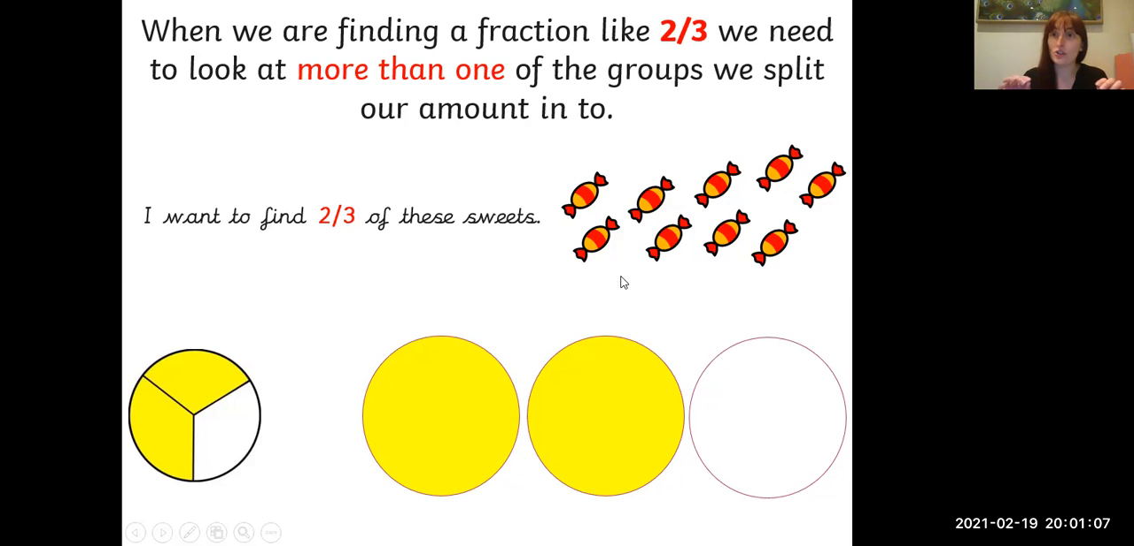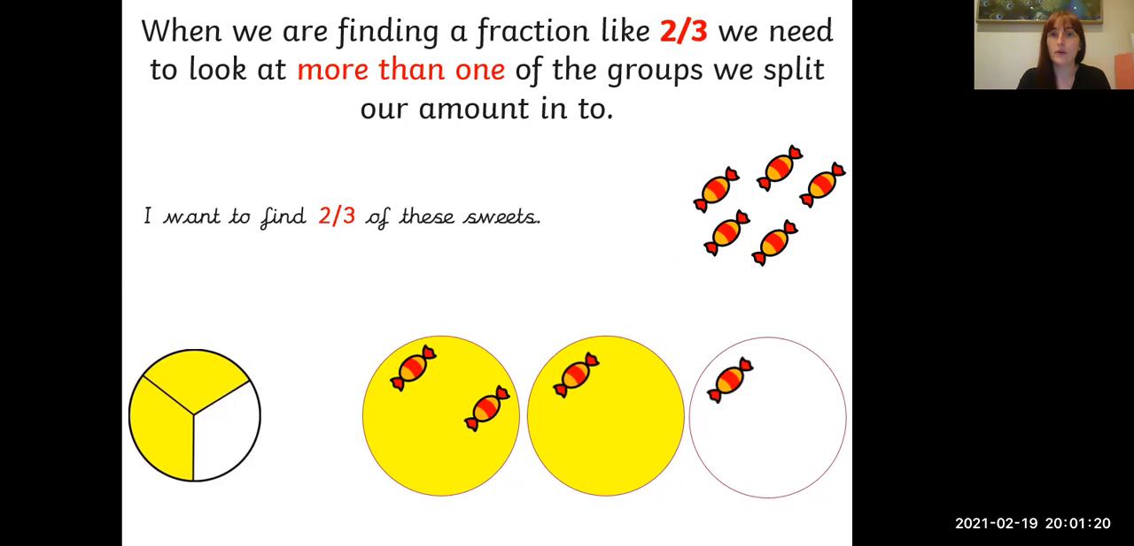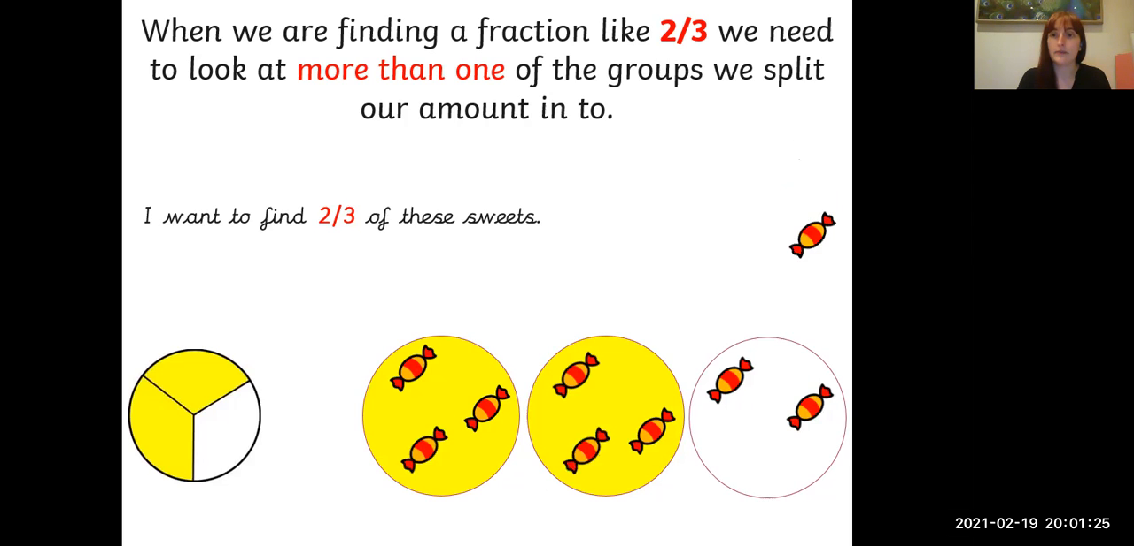Now I need to do that division, don't I? I need to share them out. So I'm going to share my sweets out. Remember when you share them out, 1 at a time in each group. 1, 2, 3, 4, 5, 6, 7, 8, 9. I've shared them out equally so that each group has got an equal number, the same number. Look, how many in each group? 1, 2, 3. 1, 2, 3. 1, 2, 3. So all my groups are equal. Now remember, with this fraction, I'm not just looking at one of those groups.